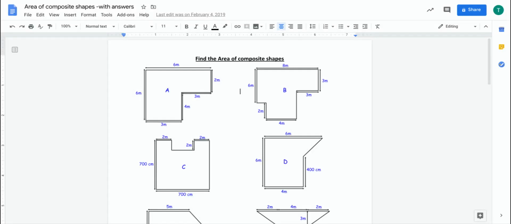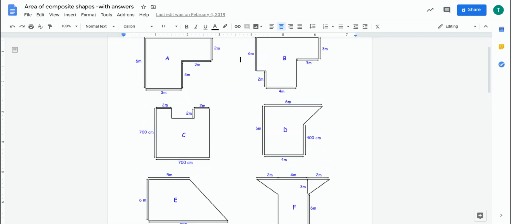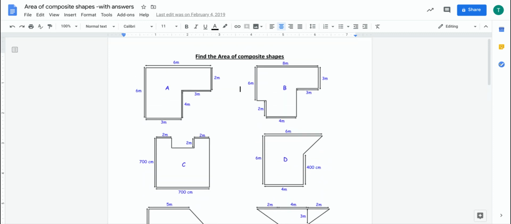Okay, so today we're going to be looking at the area of composite shapes or compound shapes. It means it's made up of more than one shape. As you can see, these shapes are not regular like you're used to, but they're made up of certain shapes joined together. It could be rectangles joined together, triangles with rectangles, squares, trapeziums even. There's more than one way of figuring out any of these.